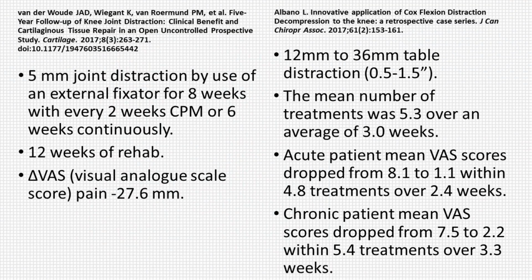This slide just demonstrates the difference between knee joint distraction surgically and non-surgically. Surgical knee joint distraction of 5 millimeters for 6 weeks, followed by 12 weeks of rehabilitation, demonstrated a drop in visual analog scale by 27 millimeters. Cox flexion distraction decompression of the knee of 12 millimeters to 36 millimeters, so the preset settings of 0.5 inches to 1.5 inches. The mean number of treatments was 5.3 treatments over an average of 3 weeks.